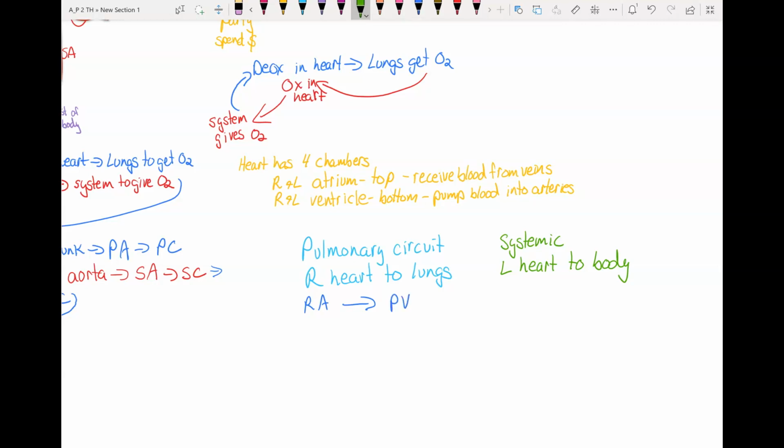The systemic circuit is going to begin with the left atrium, and it is going to end with the superior vena cava and inferior vena cava. Okay, and again, follow along with your book. It gives a complete list of everything in these two circuits.